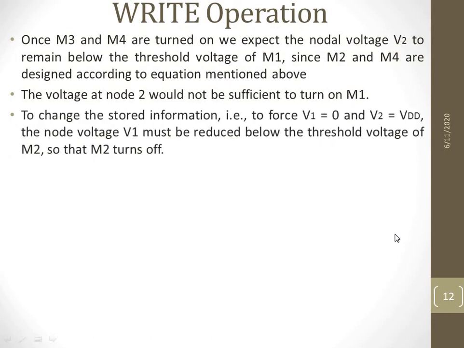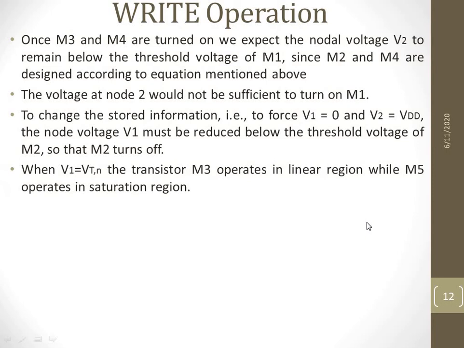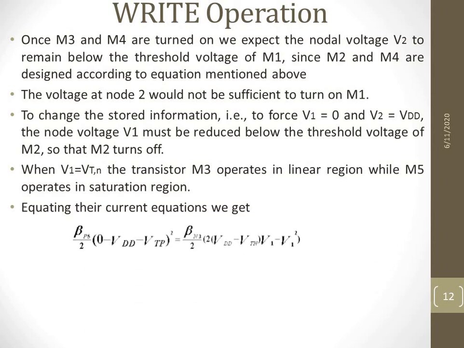To change the stored information, we are supposed to force V1 to 0 and V2 to VDD. The node voltage V1 must be reduced below the threshold voltage of M2 so that M2 turns off. When V1 is Vtn, the transistor M3 operates in the linear region while M5 operates in the saturation region. So equating their equations, we get beta by 2 into (0 minus VDD minus VTP) square equals beta N3 by 2 into 2 into (VDD minus VTN) into V1 minus V1 square.